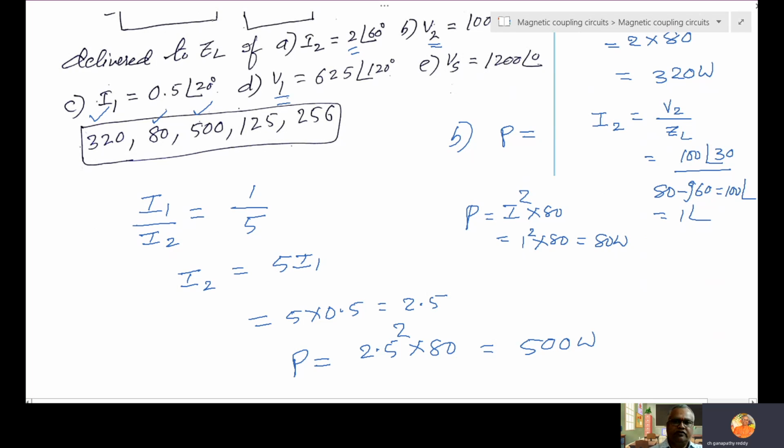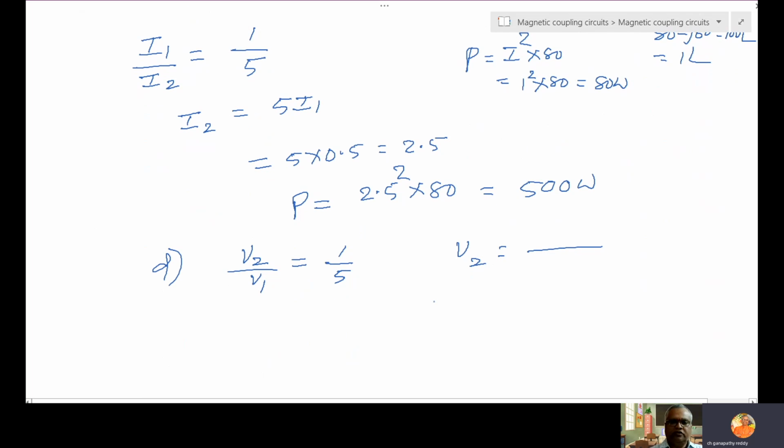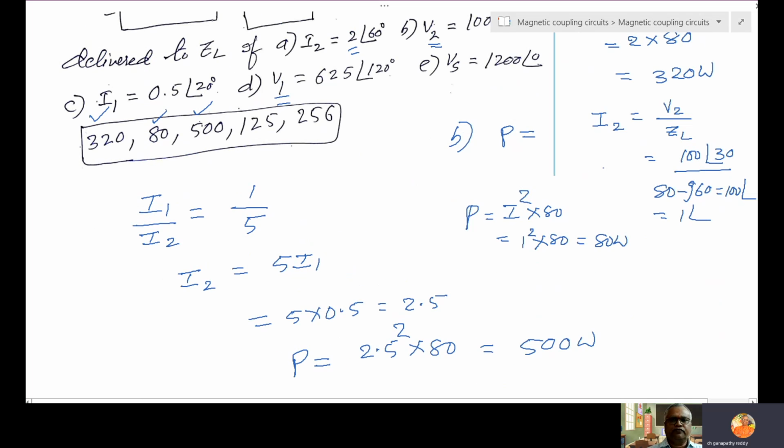Next, V1 is given. When V1 is given, use this formula: V2 by V1 equal to 1 by 5. So find V2, then repeat the procedure of the B bit. Then you can find the power.